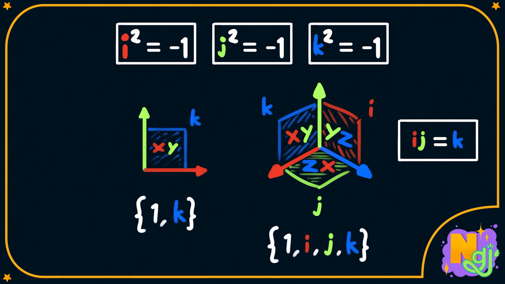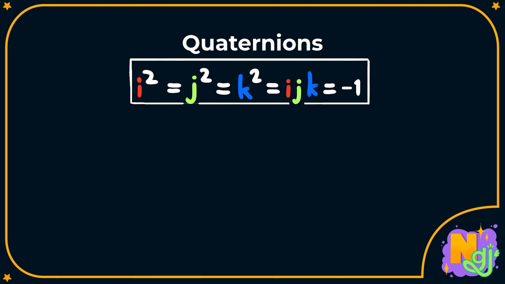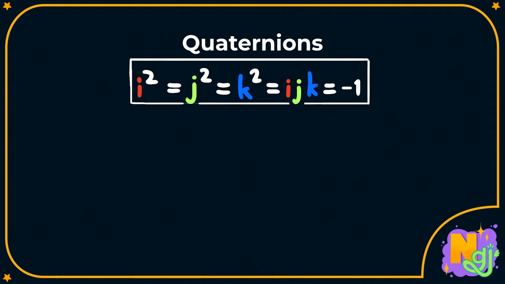Usually, it's not written this way, though. If you look this up online and on Wikipedia, you're generally going to see it written this way instead. So this is the definition for quaternions. All this says is that i squared is -1, and j squared is -1, and k squared is -1, and i times j times k is also -1. This creates a complete algebraic structure.